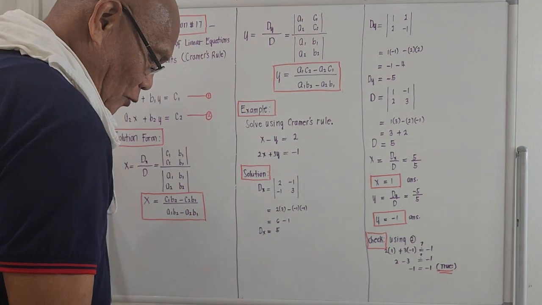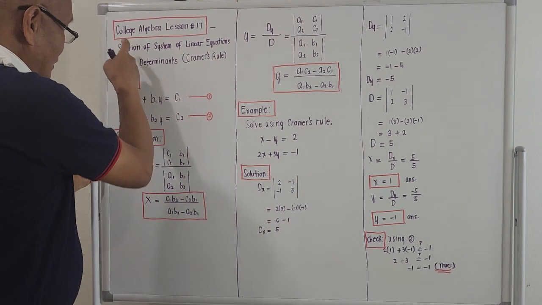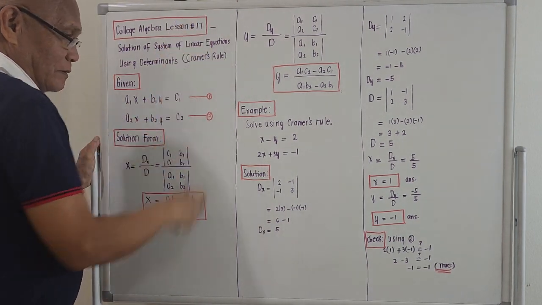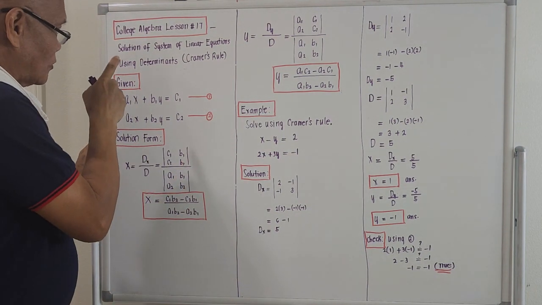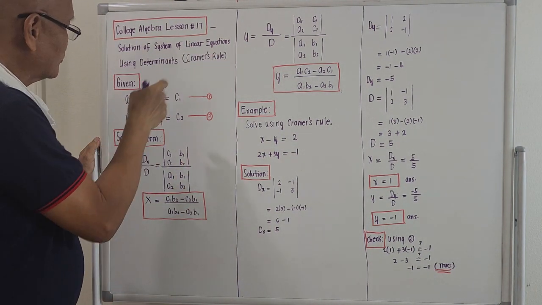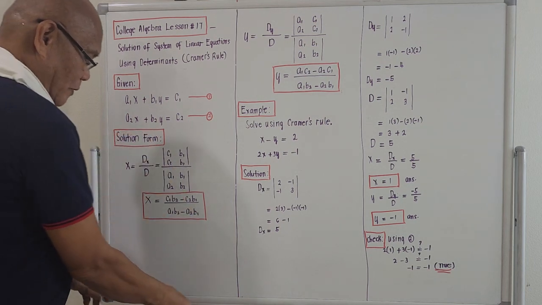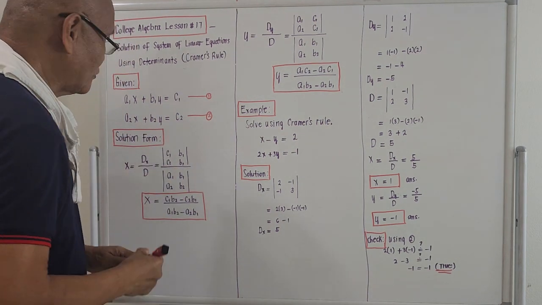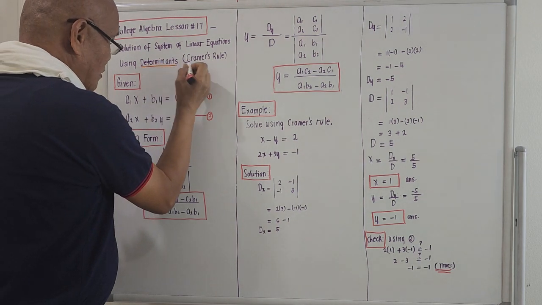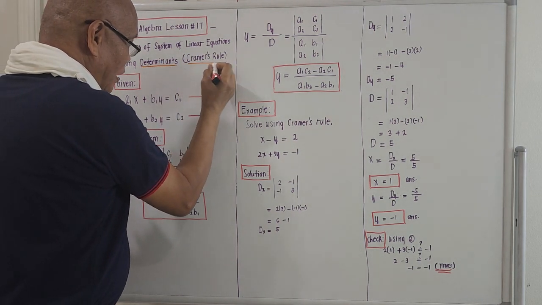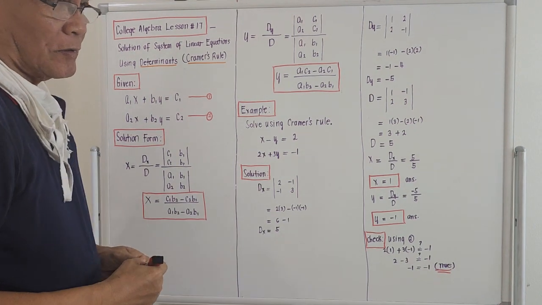My topic for this morning will be college algebra lesson number 17. And the title of the topic will be Solution of System of Linear Equations Using Determinants. Okay, the method of solution is by using determinants or the so-called Cramer's rule.